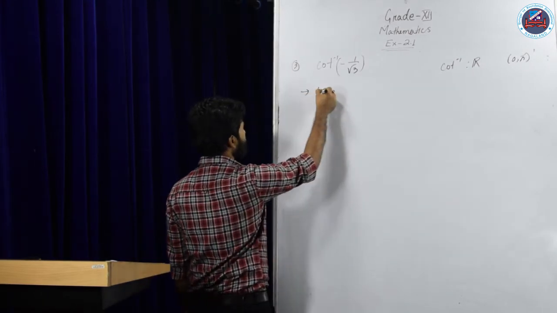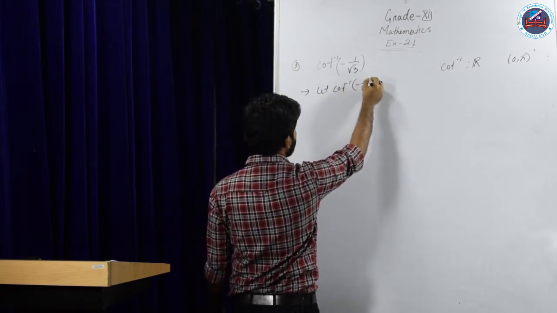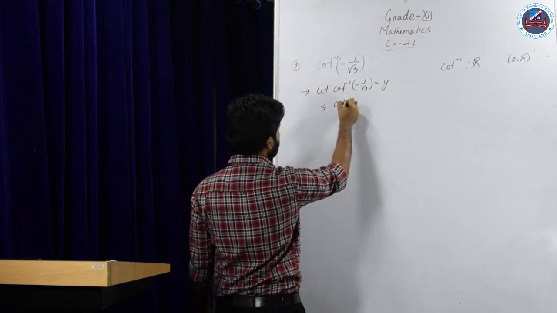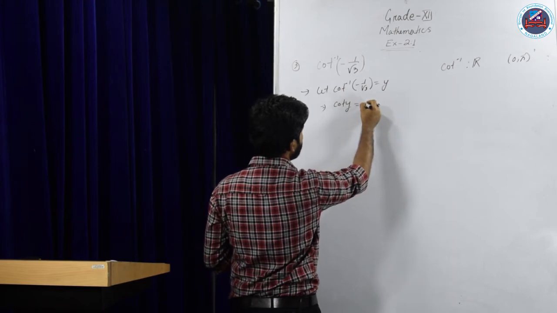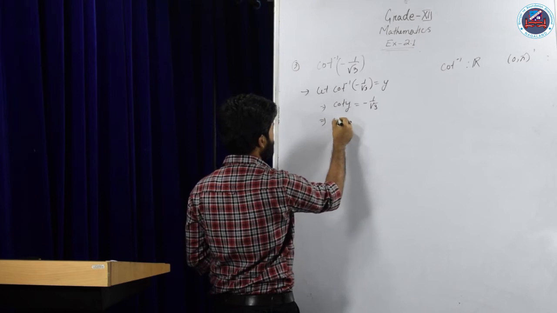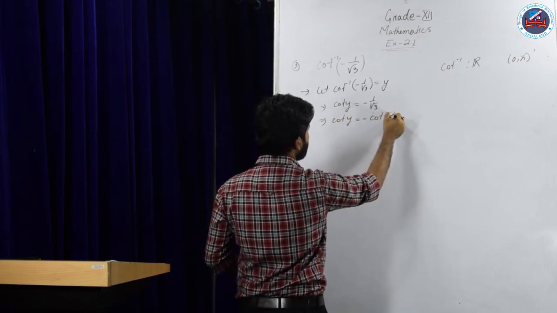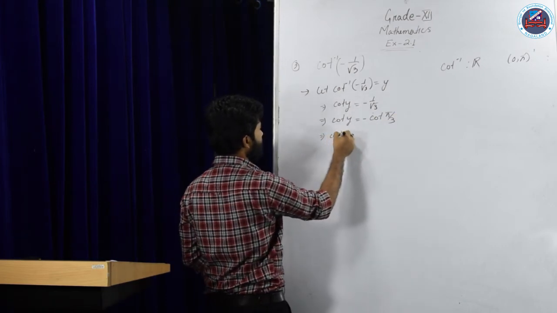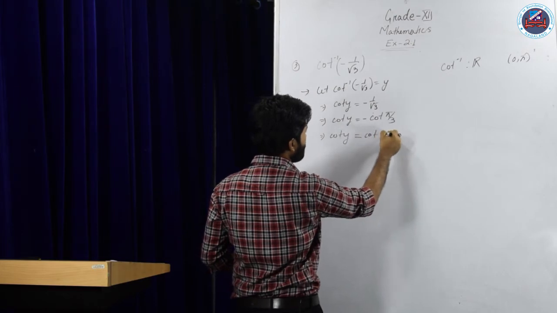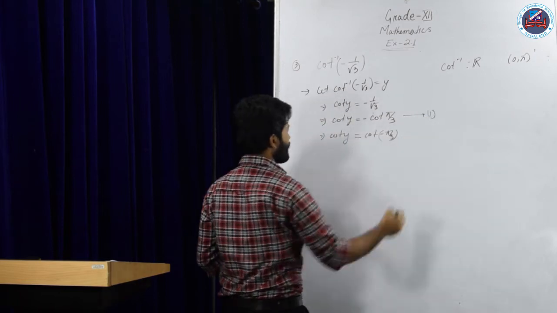So how to do this? For that, let us consider cot inverse of minus 1 by root 3 is equal to y. This implies cot y is equal to minus 1 by root 3, and this implies cot y is equal to minus cot of pi by 3, and this can be written as cot y is equal to cot of minus pi by 3. Clear? Let us keep this as equation number 1.